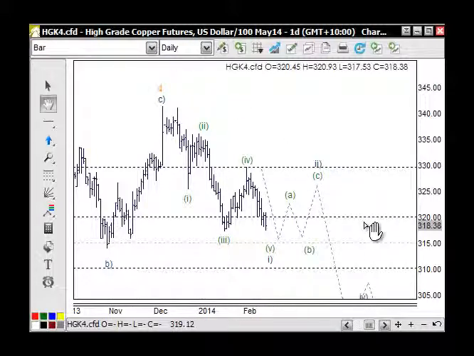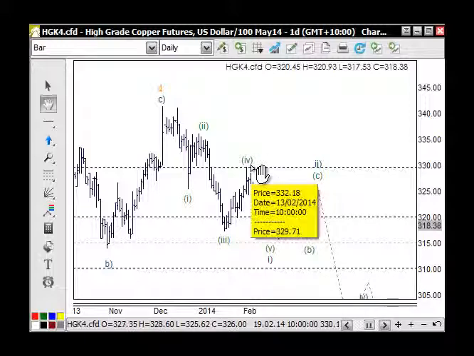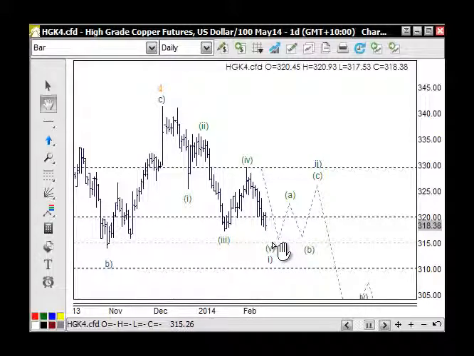So moving into this May contract here, we can see that we've got a breach of the 320 here, the pivot within group 1, which makes it bearish. So what we're doing is we're counting 5 waves down from wave 4 here, down into wave 5, and we'll be looking for an A and a B and a C rally, and then down further from that point there. So that's what we'll be looking at.